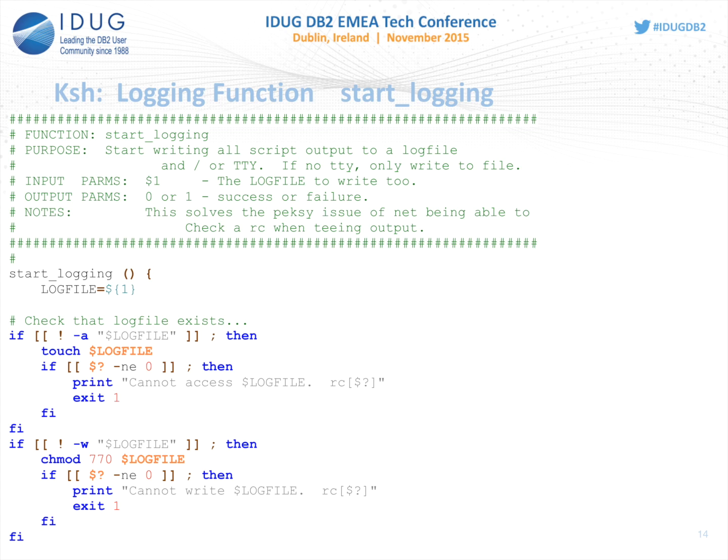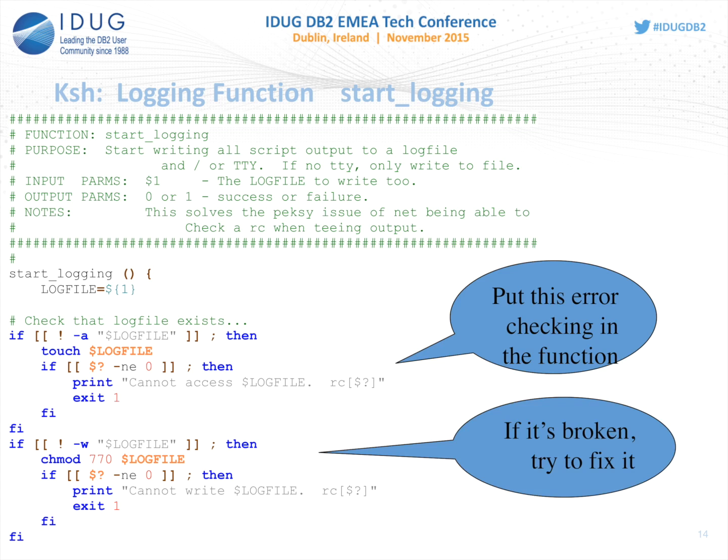And then I want the function to do something, like if I can't write the log file, see if you can give yourself permission to write the log file. Why not? Maybe you can't. Maybe the user doesn't have permission to do the chmod, but maybe the permissions are just set wrong on the file. So this is the rest of the function.